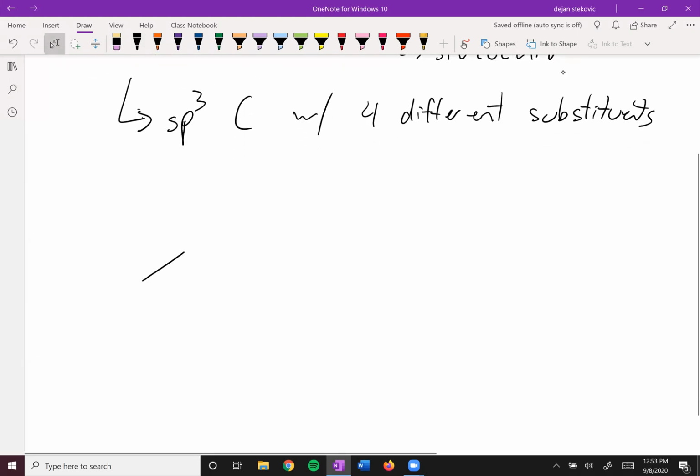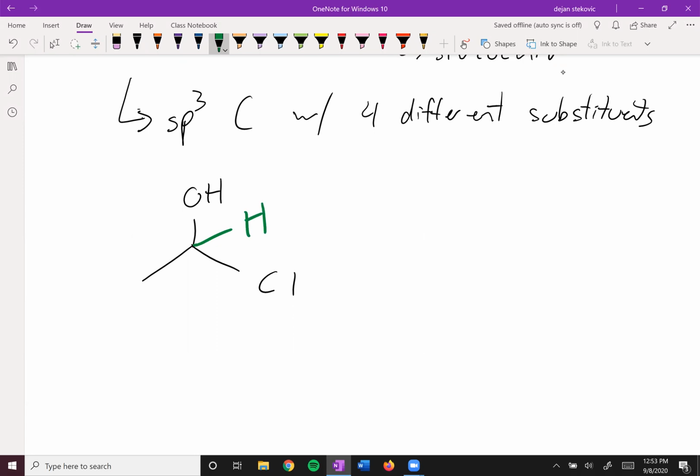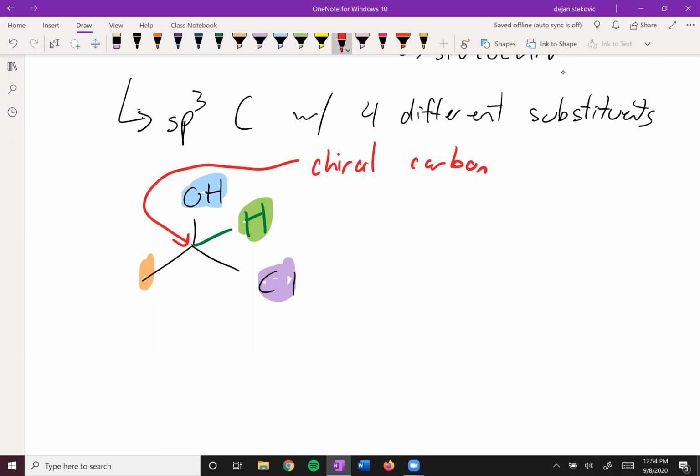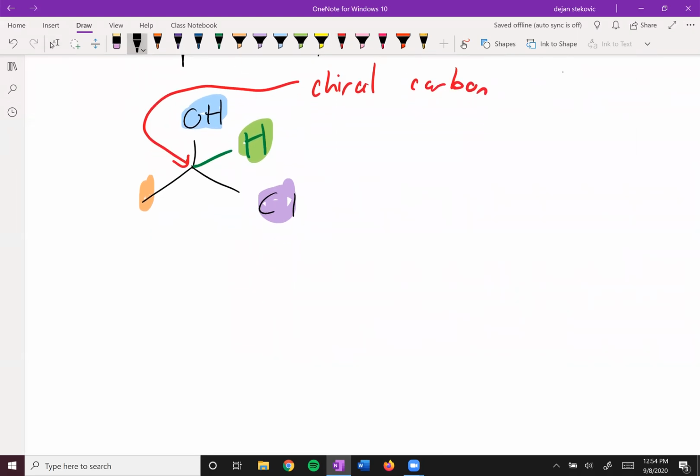So for example, something like this. If we think about it, there's an atom missing. There's also a hydrogen here. So we have this methyl group, this chlorine, this alcohol, and then this hydrogen. So we have 4 different things. It's sp3. So that carbon right there is indeed a chiral carbon, or that right there is a stereo center.